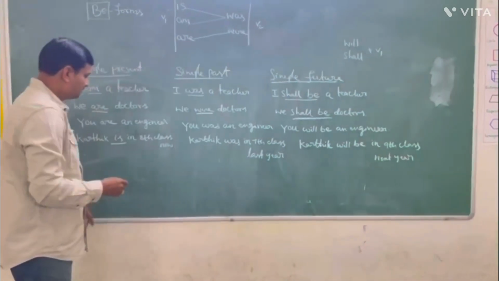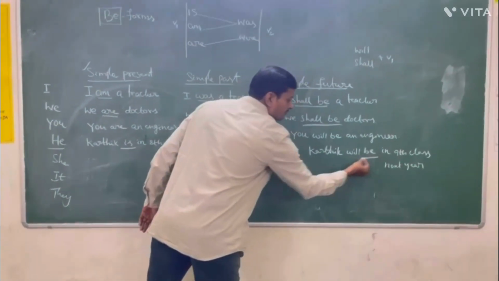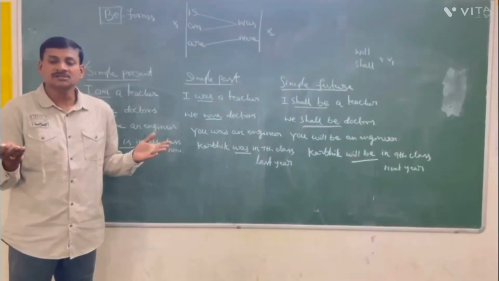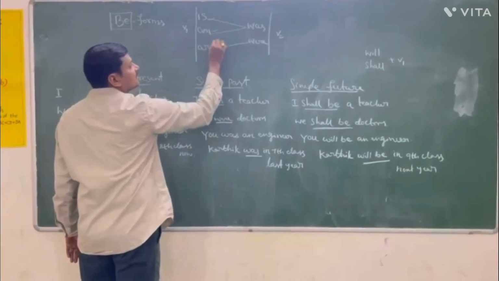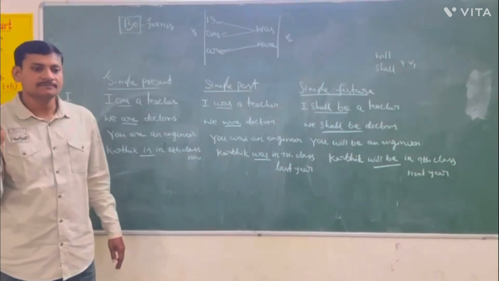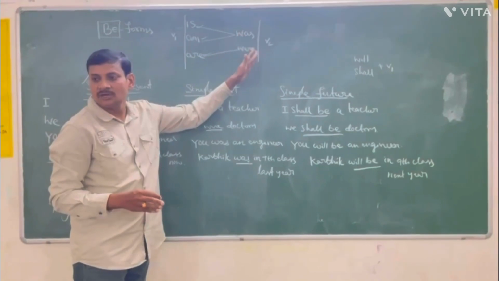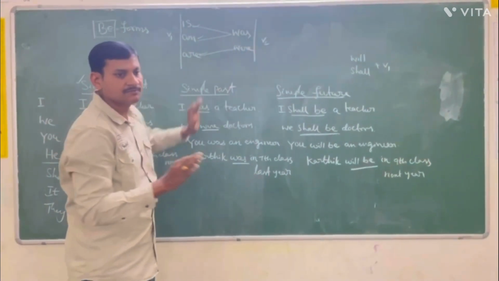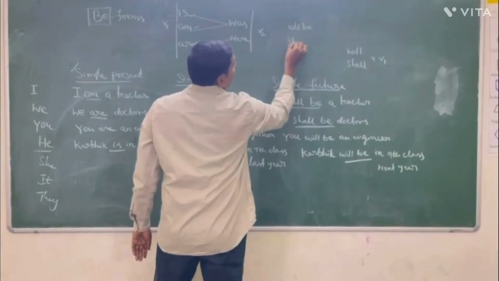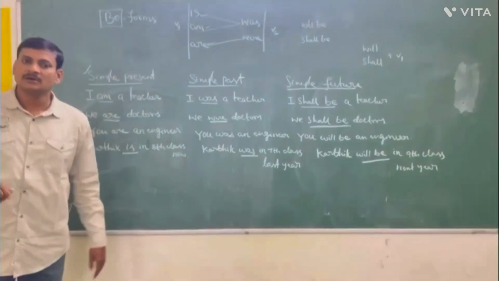This is simple present. This is simple past. This is simple future. In this way, we can write so many sentences using be forms: is, am, are, was and were. Is, am, are are called present be forms. Was and were are called past be forms. In future, we have to write will be or shall be.